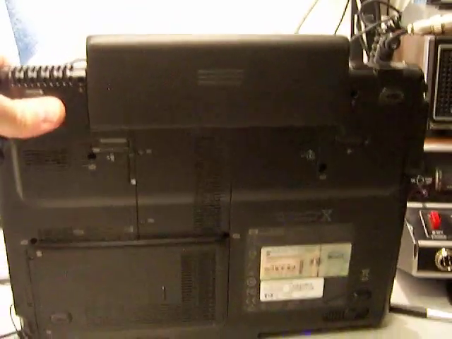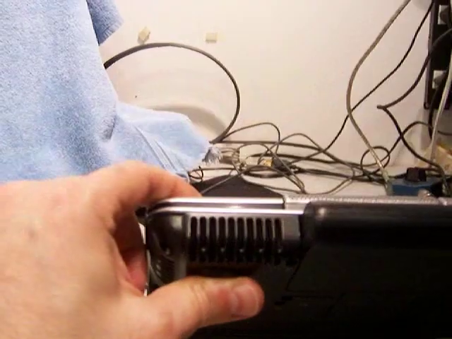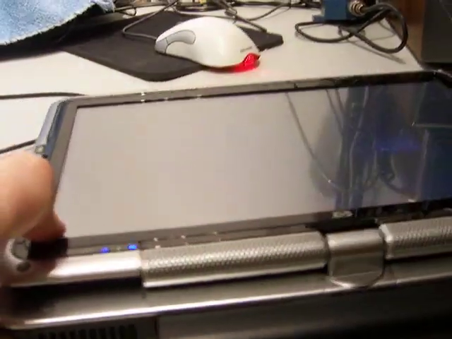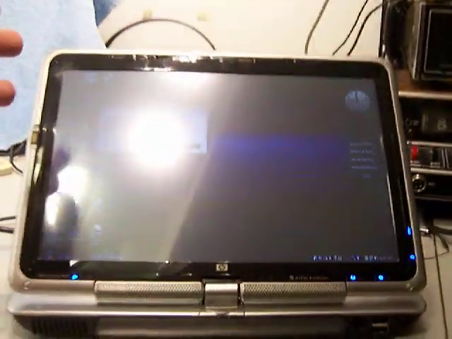Go ahead, turn it to convertible mode again. Put it down. There's the bottom side. There's the exhaust fan. Gets a little hot because this thing runs a little hot. So here's the back side if you want to show it off to people.